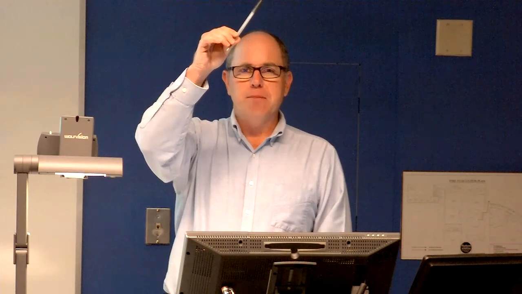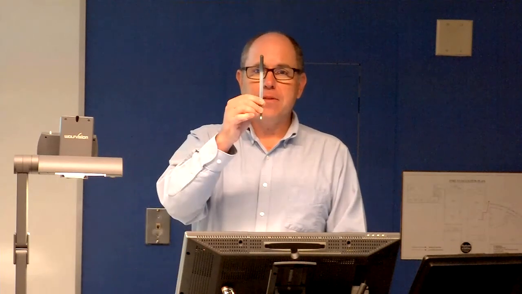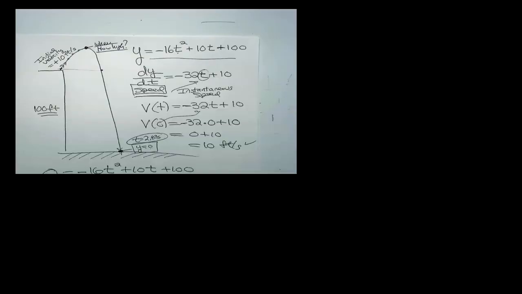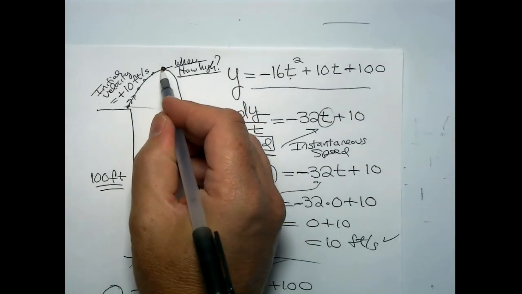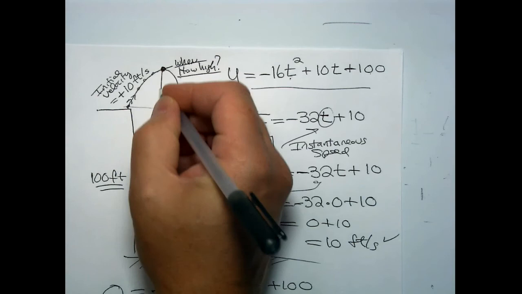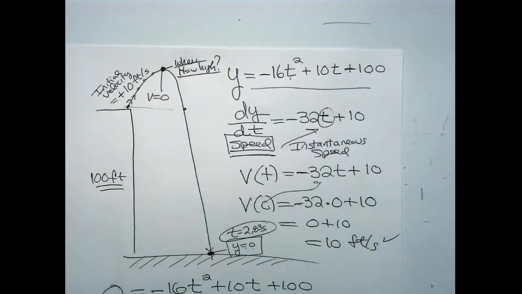So I want you to imagine if I threw this pen straight up in the air. It would go up, stop for just a moment, and then come down. In order to change from positive speed to negative speed, you have to go through speed 0. So it goes up, stops, and then comes down. What is the vertical speed at this moment? It's 0, actually. And so that's how we'll discover what time it is when that happens.